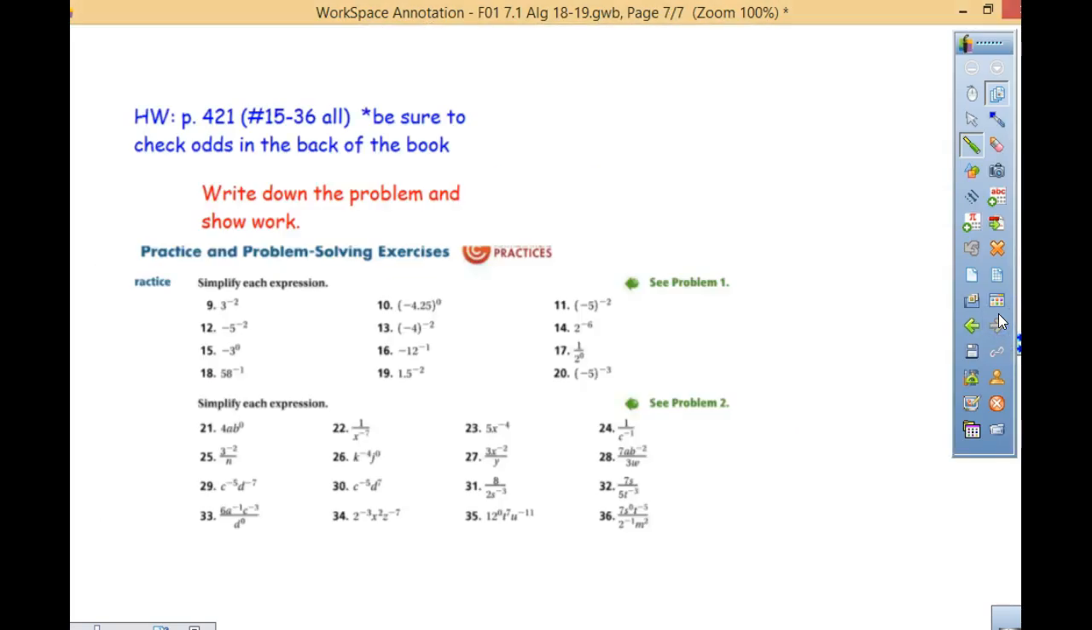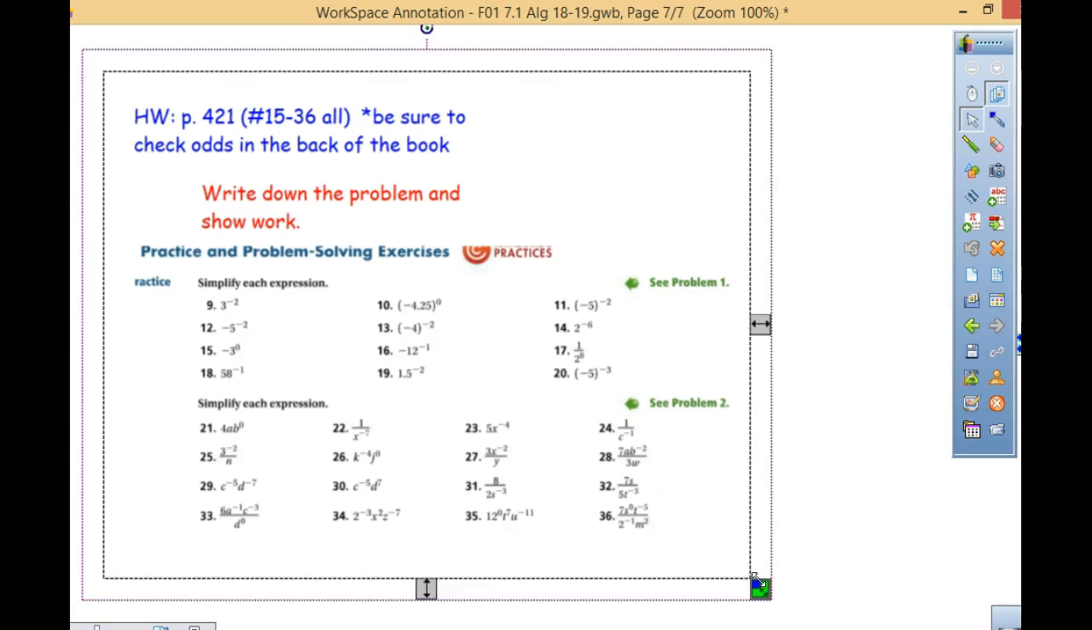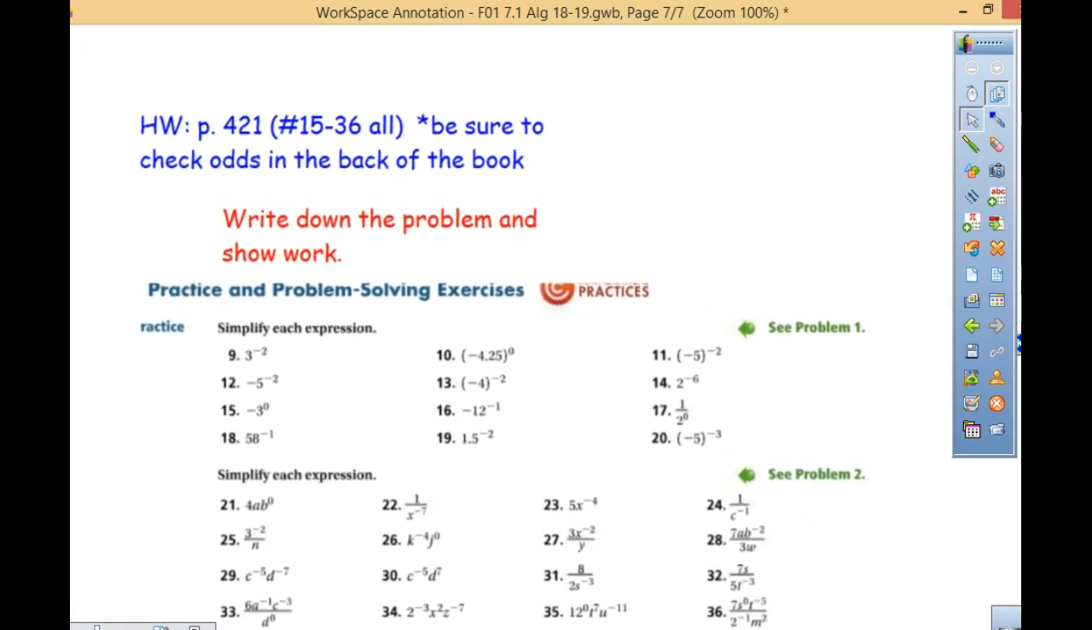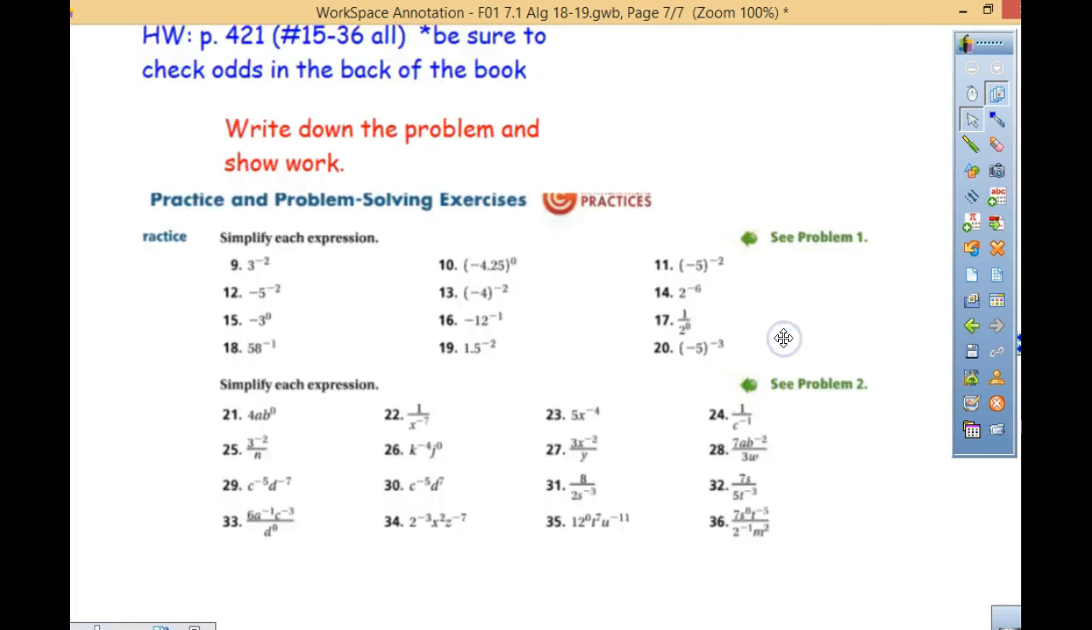So the assignment is 15 to 36 all. So I will leave this up here for those of you that maybe didn't have your textbook.